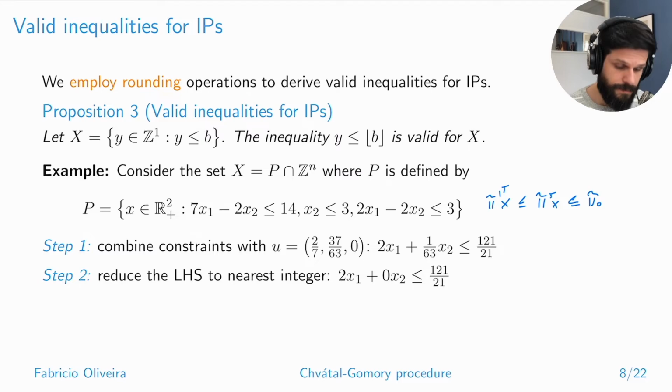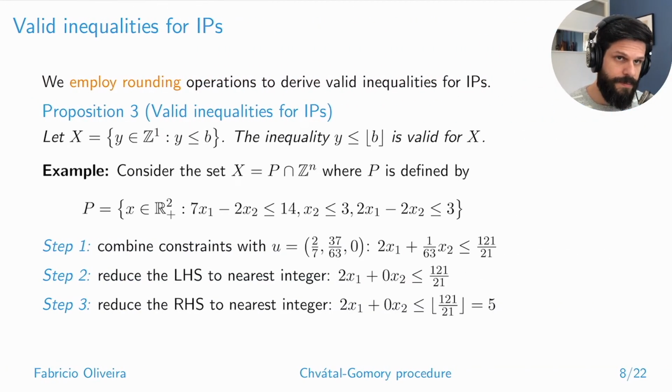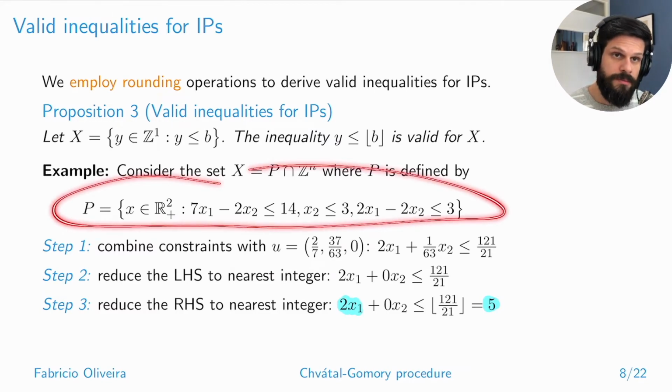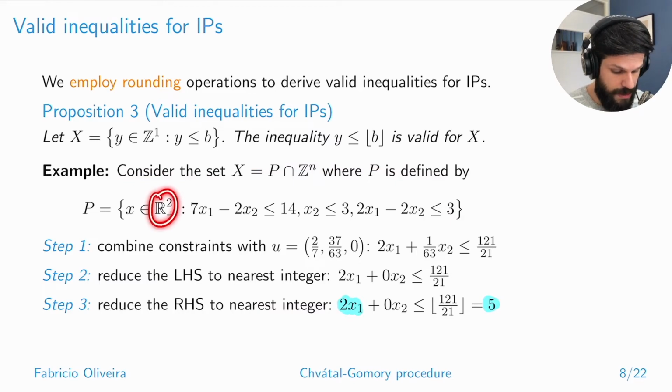inequality. But now comes the trick: I can also use the notion of rounding on the right-hand side, and that leads me to something that is valid now for my original integer problem, because these are integer, and this is integer. So I'm recovering this, and I end up with this inequality 2x1 less or equal than 5, which is most likely not valid for P anymore, but it's certainly valid for this set.